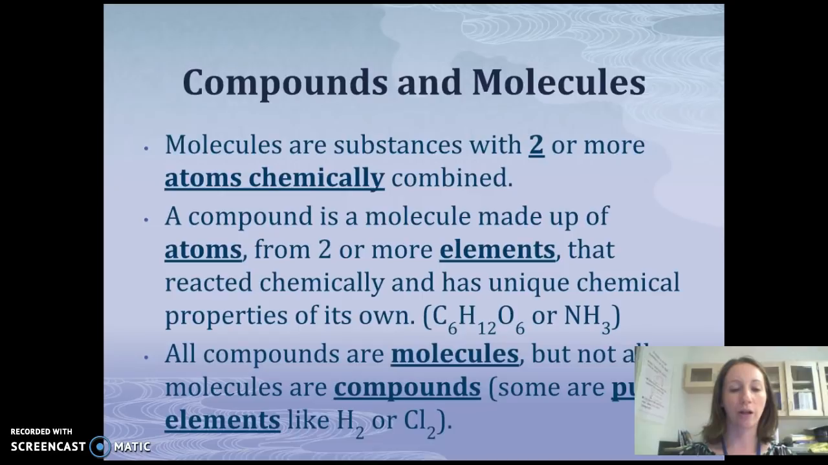So while all compounds are molecules, not all molecules are compounds. Some are pure elements like H2 or chlorine 2. So what this means is basically that molecules are any combinations of atoms, including ones that are, say, two of the same type, while compounds have to include at least two different types of element in order to be a compound, right?